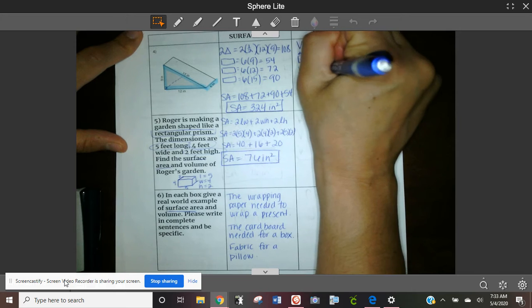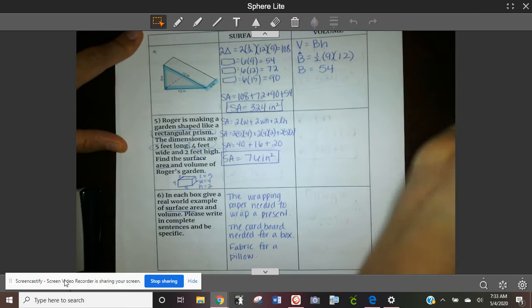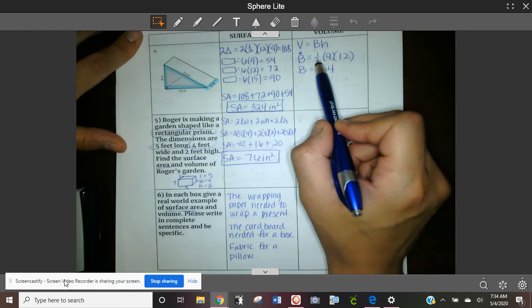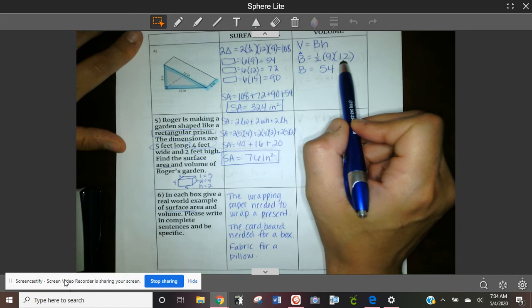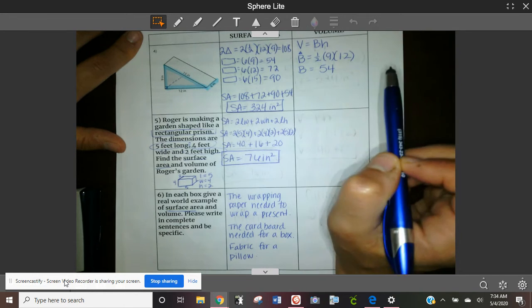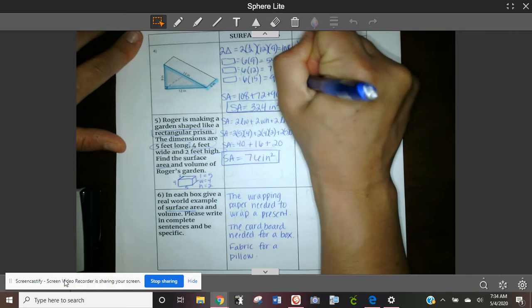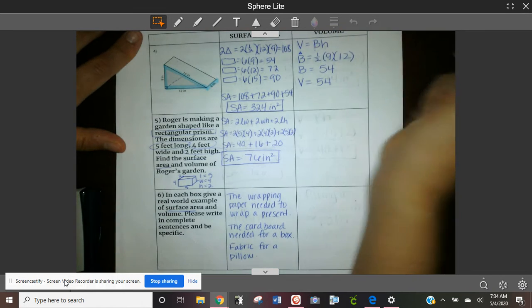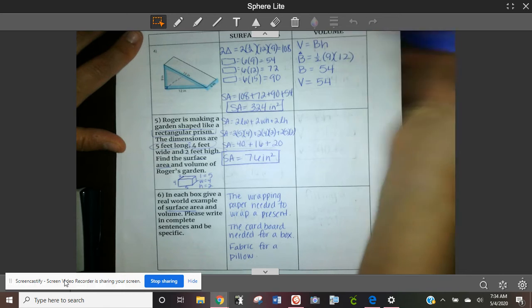54. Okay. And if you want to, what I did that was easier, I said 1/2 of 12 is 6. And then 6 times 9 is 54. So then we're going to do the area of the base, which is 54. So I took it right from there.